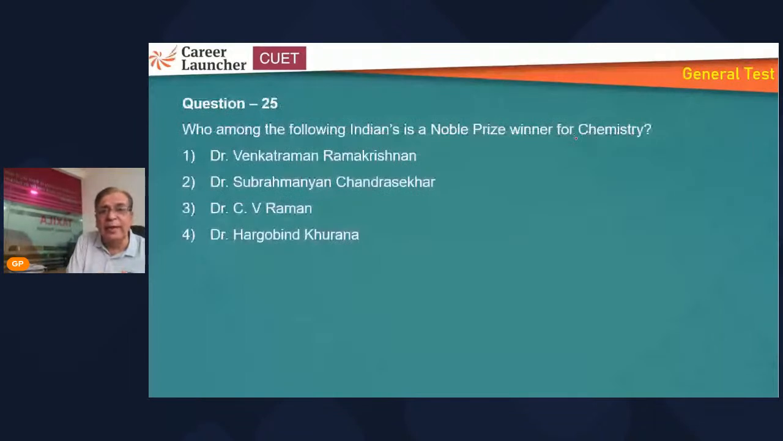Who among the following Indians is a Nobel Prize winner for chemistry? C.V. Raman, no. Subramaniam Chandrasekhar was again nephew of C.V. Raman, and that was also physics. Hargobind Khurana is connected to biology, so ये भी नहीं है. So ये इसका आंसर मुझे मालूम नहीं है, लेकिन मालूम है ये नहीं है, ये नहीं है, ये नहीं है. तो जो बच जाते हैं वो आंसर होंगे. Hence I have marked this as the answer.